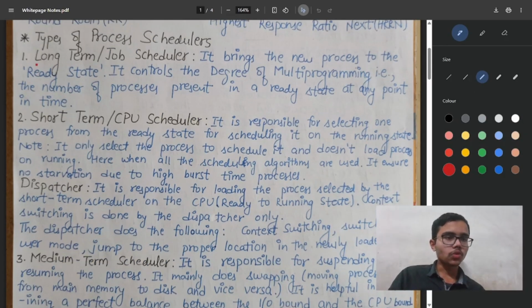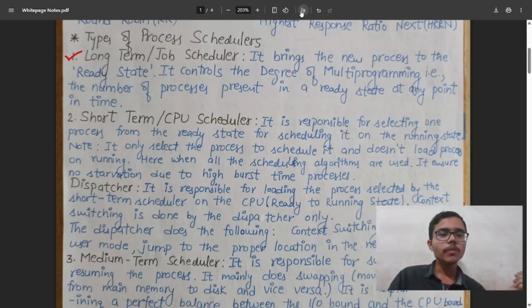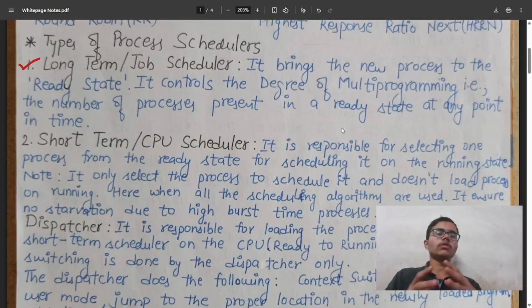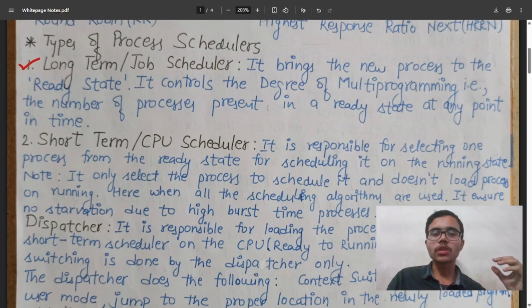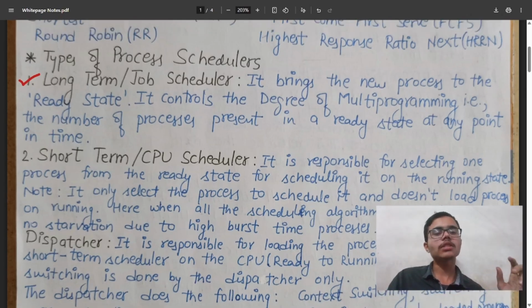So first of all, we talk about the long term scheduler. What is the long term scheduler? It brings the new process to the ready state. As you see in the process state diagram, if you know the process state diagram, or if you don't know, you can search on Google also. You get to know the diagram, in which the processes that come into the ready state are brought by the long-term scheduler.